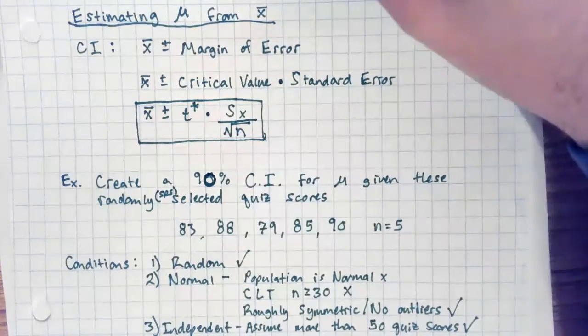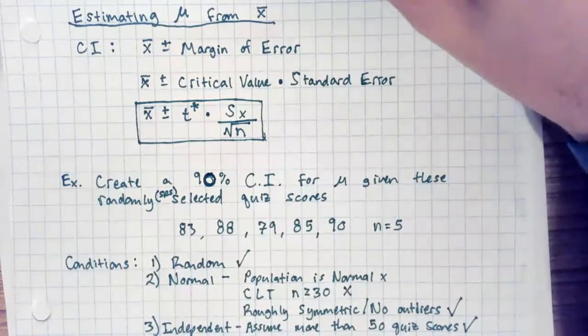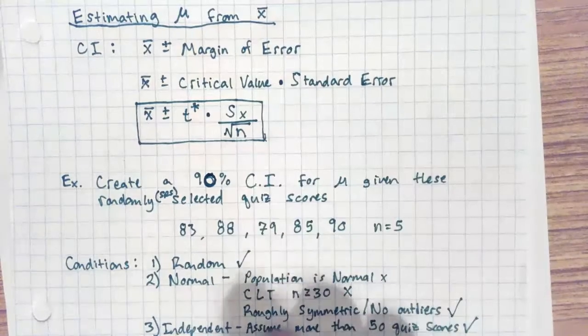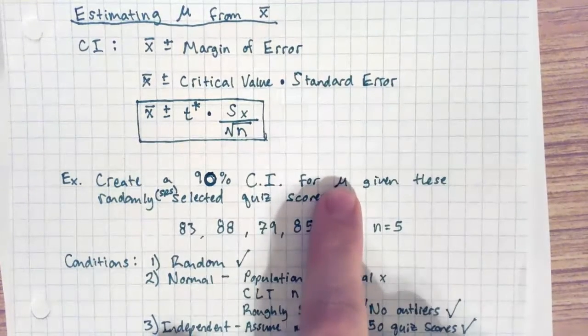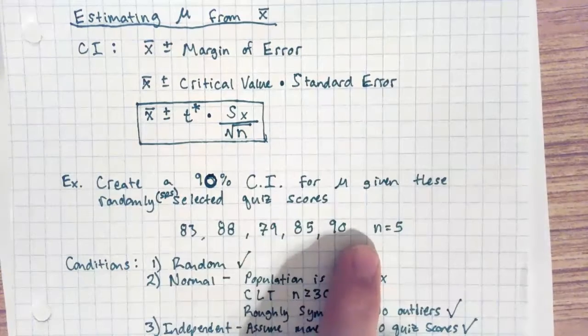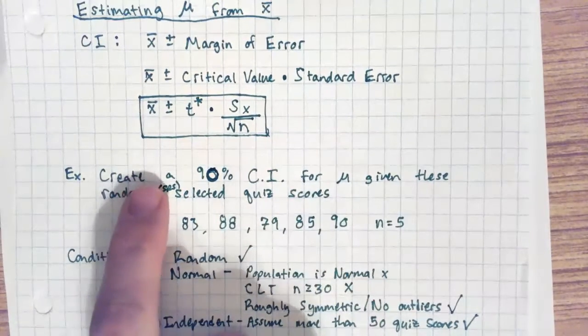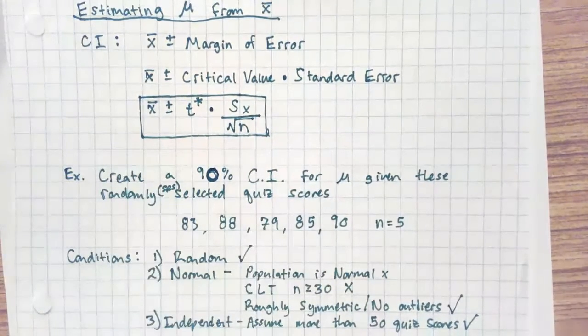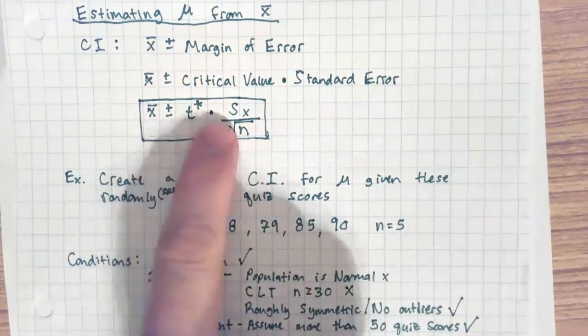Hey, so let's finish up the example problem that we were working on yesterday, where we were trying to estimate the true quiz score average for all students given these randomly selected quiz scores. The whole idea is we need to create a confidence interval, a range of plausible values for the true mean score given a sample mean. And we're going to use this formula to do so.